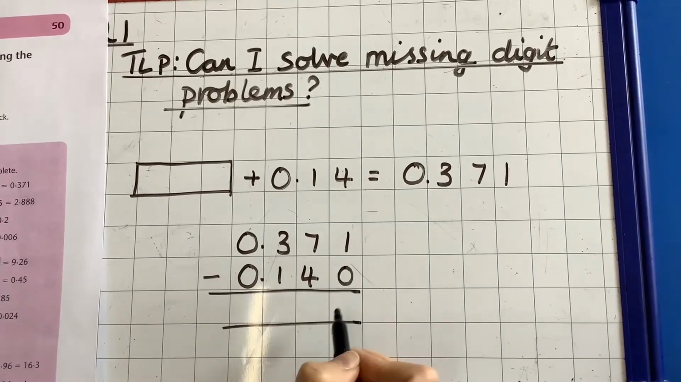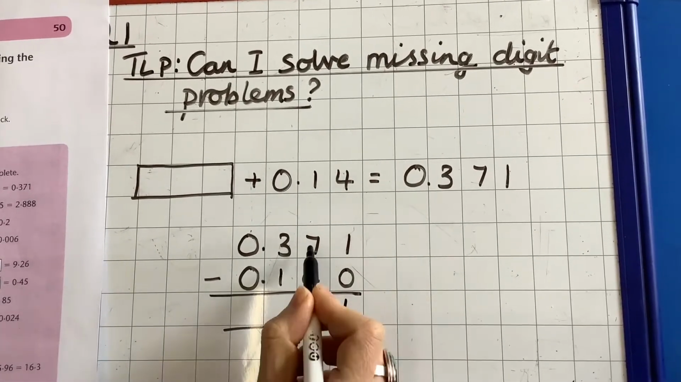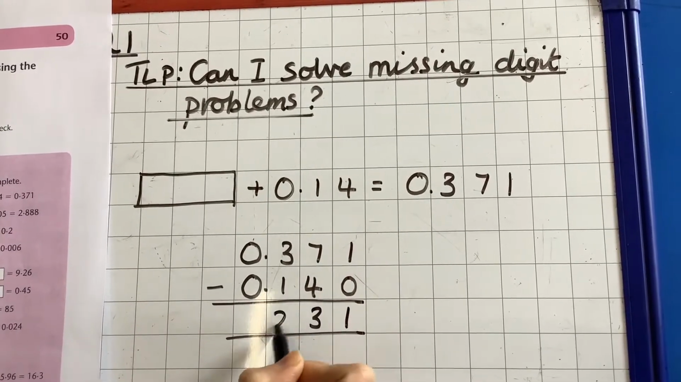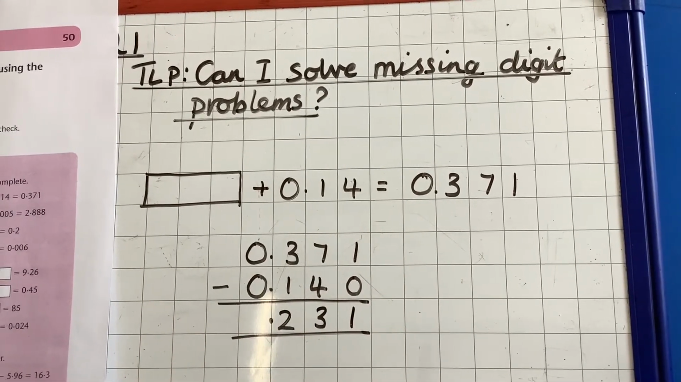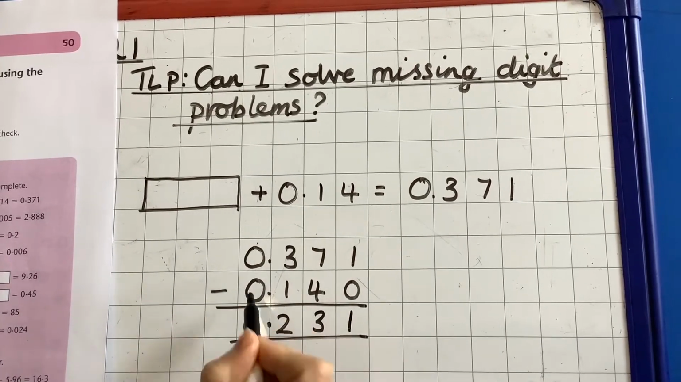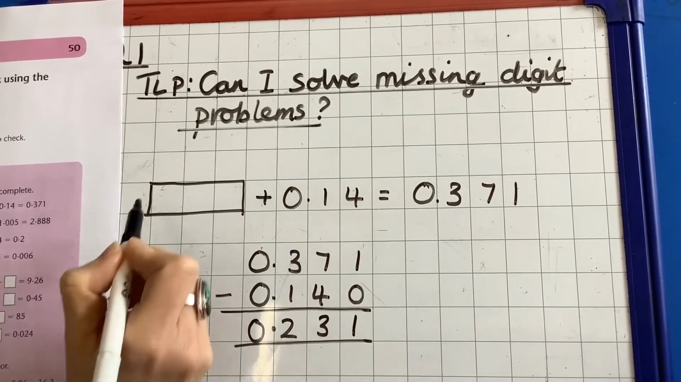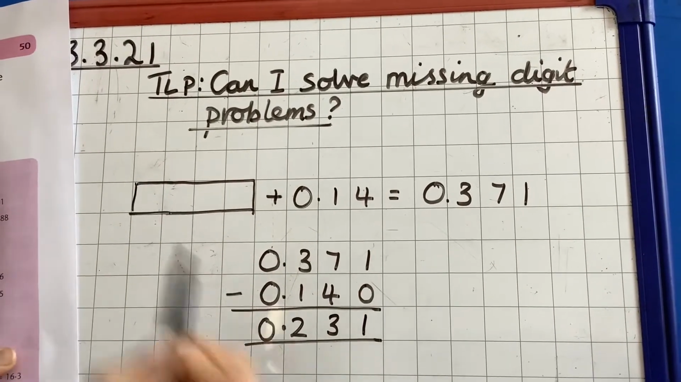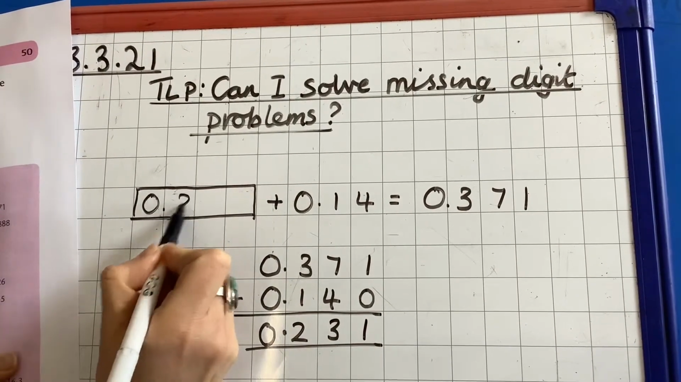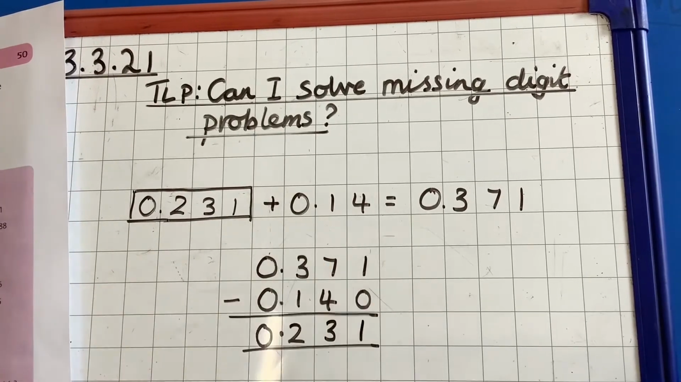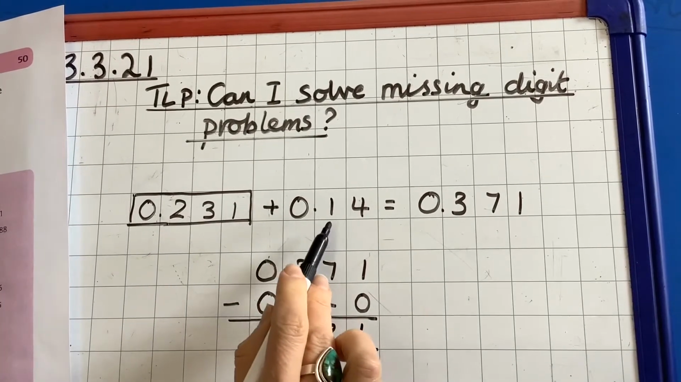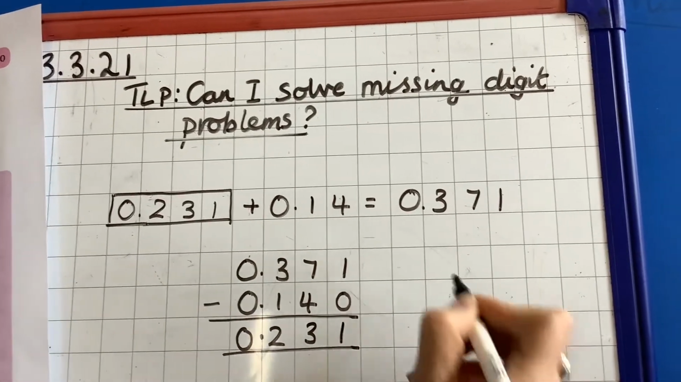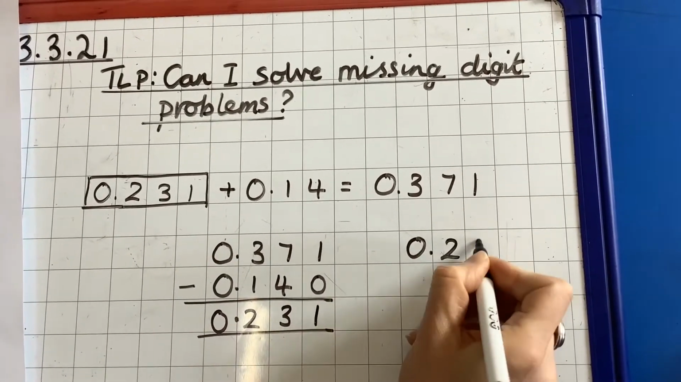So 1 take away 0, still got 1. 7 take away 4 is 3. 3 subtract 1 is 2. Decimal point in the right place. 0 take away 0 is 0. So I think, oh, I haven't got enough room here in my box, so let's have a look. 0.231 plus 0.14 equals 0.371. Let's do an addition to check, shall we? Here we are.